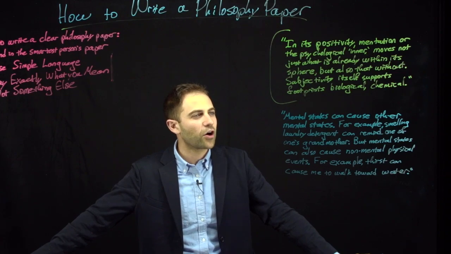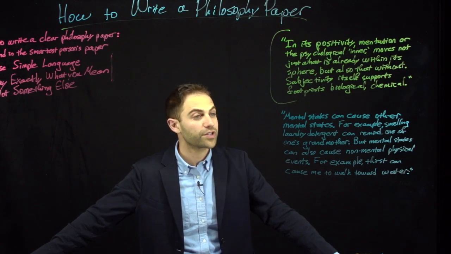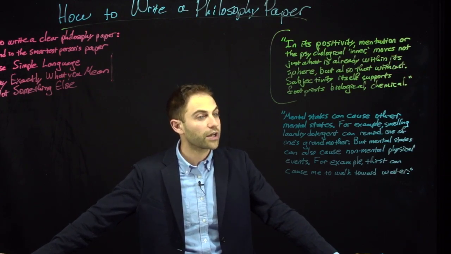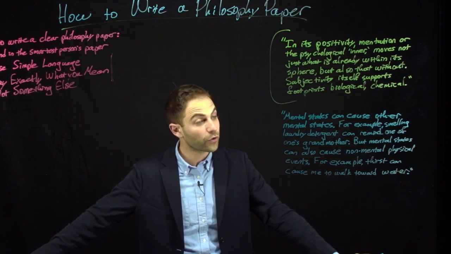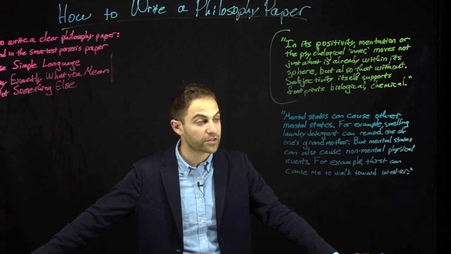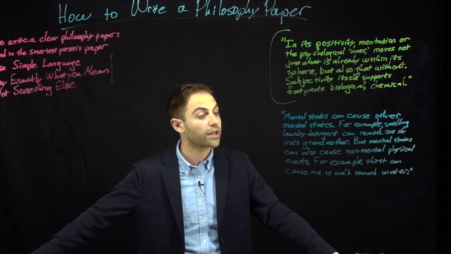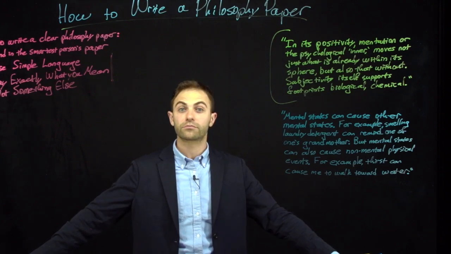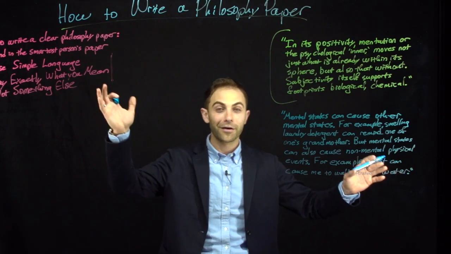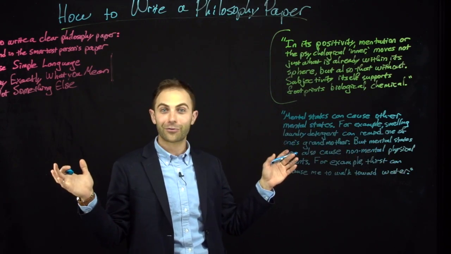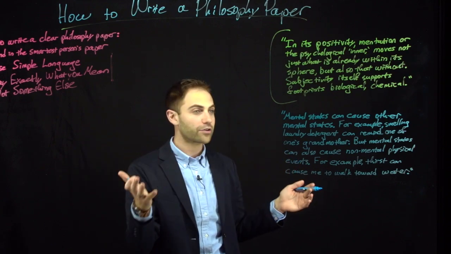"Mental states can cause other mental states. For example, smelling laundry detergent can remind one of one's grandmother. But mental states can also cause non-mental physical events. For example, thirst can cause me to walk toward water." Okay, way clearer, right? This we understand.